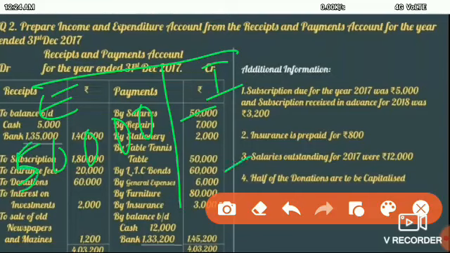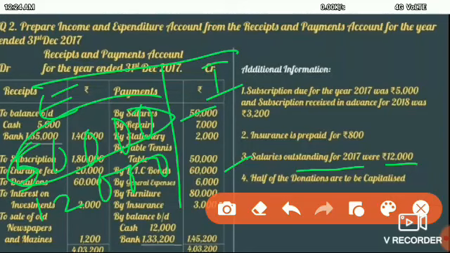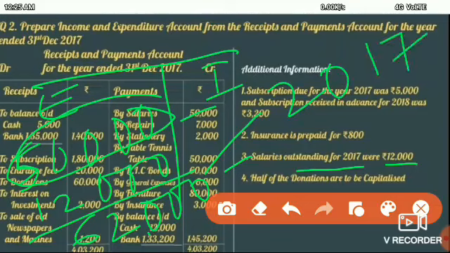Now number 3 says salary outstanding for 2017. That means there is an outstanding of around 12,000 rupees which belongs to the current year, which is not yet paid, but we have to show the total salary for the current year. So we need to add this because this is also an amount of the current year, but it is not present in this cash of 50,000. After the addition of this 12,000, our salary comes to 62,000, which is our actual salary for the year 2017. So we have to show it in this way. The actual salary will be shown after the adjustment.